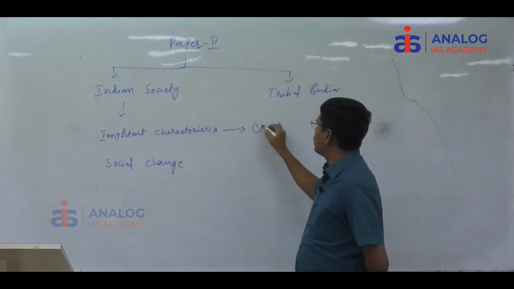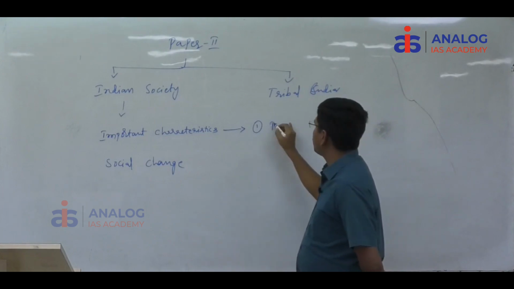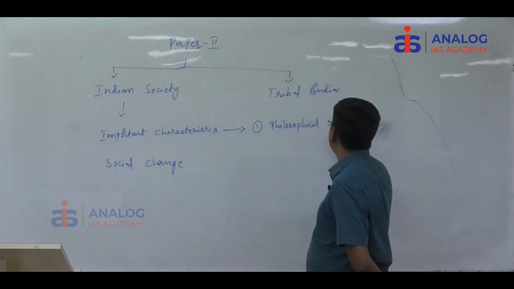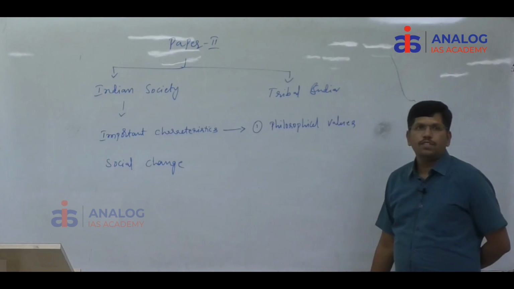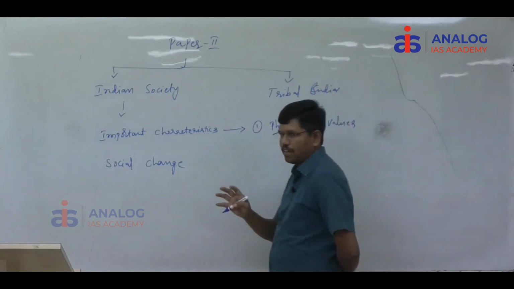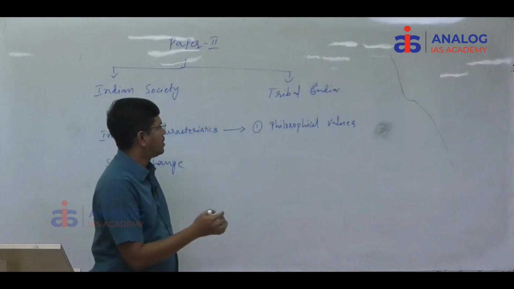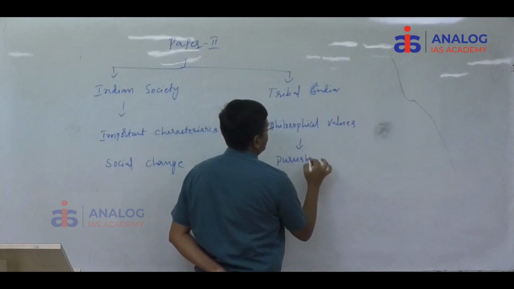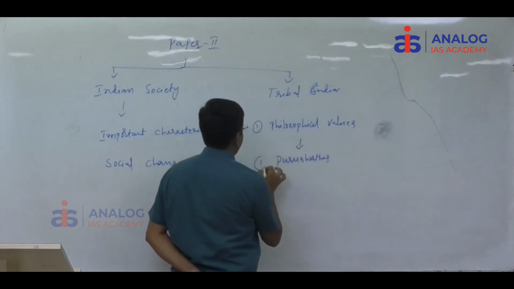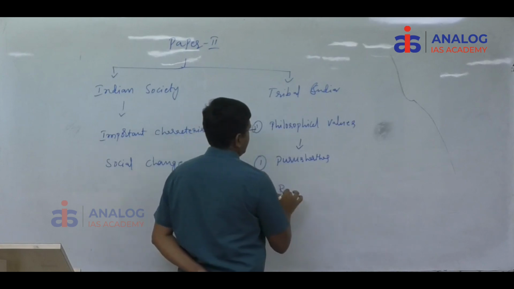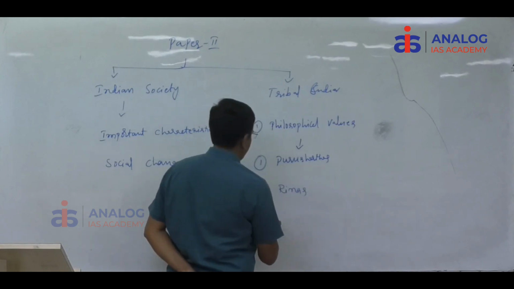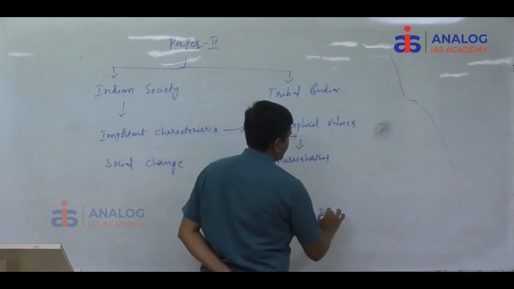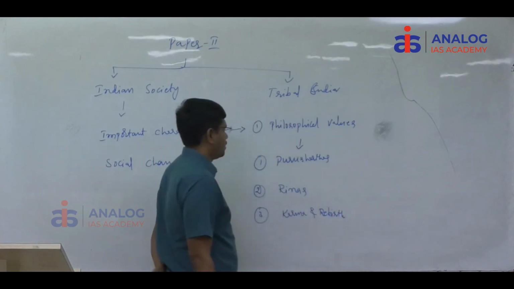First one is, we have to discuss philosophical system or philosophical values. Indian society is characterized by certain philosophical values or philosophical concepts. They are Purusharthas, Runas, the concept of karma and rebirth.